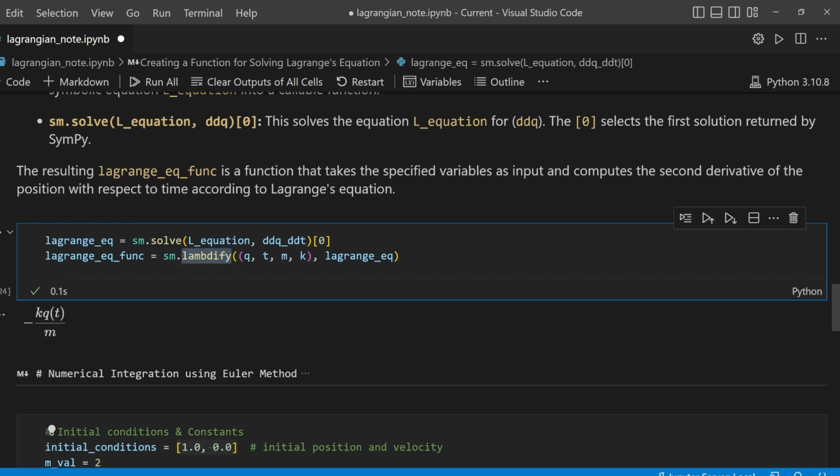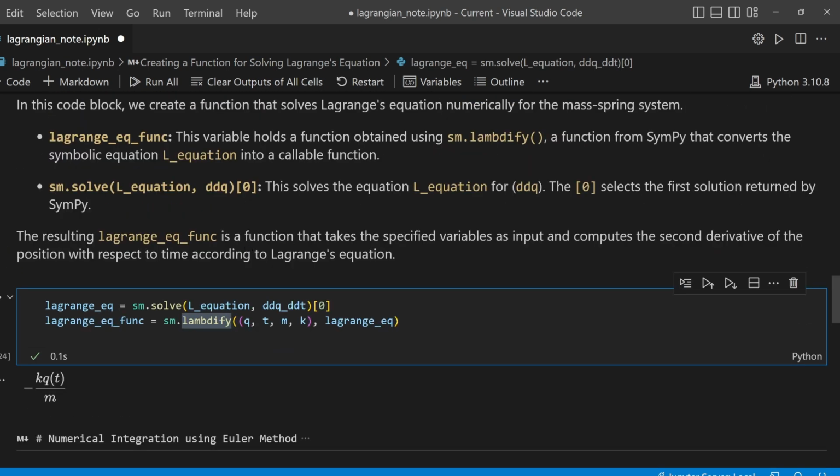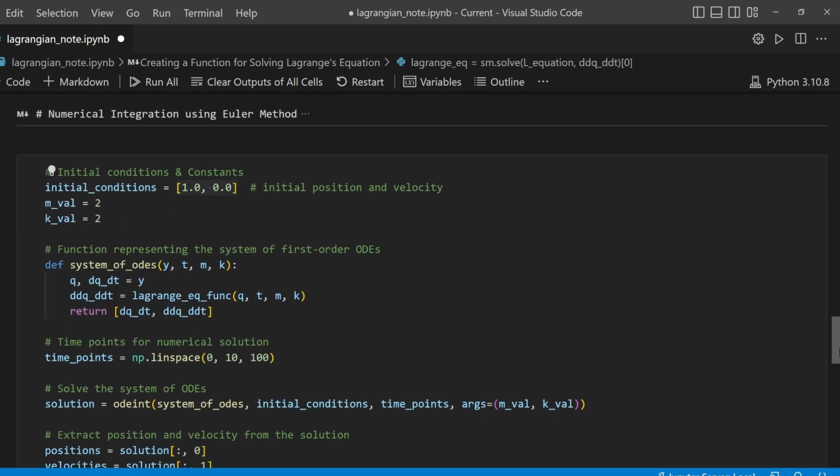Now sympy.lambdify in reality transforms a symbolic equation into a function. Here, the resulting Lagrange Eq function is a function that takes the specified variables as input and computes the second derivative of the position with respect to time according to Lagrange's equation. So basically this is our acceleration in the form of a function that takes as input these parameters right here. So q, which is right here, the time here, and then the spring constant and the mass. Alright? And then here we solve our problem.